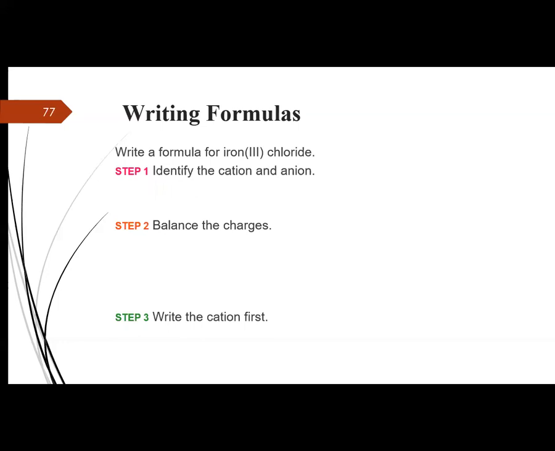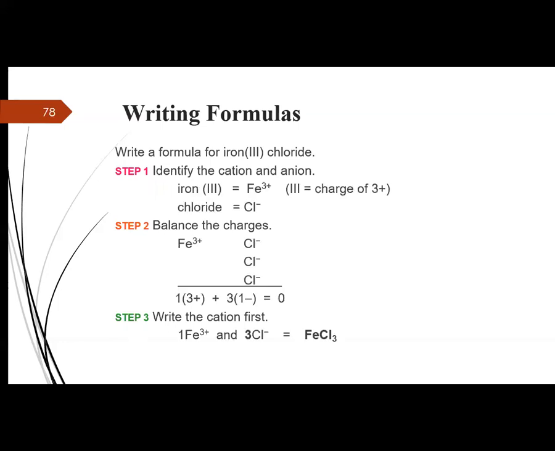Same thing if we have our iron 3 chloride. We identify the cation, so iron 3+. The chlorine is a -1. We balance those charges, so we need 3 of those chlorines for every 1 iron. And so our chemical formula should be FeCl3.